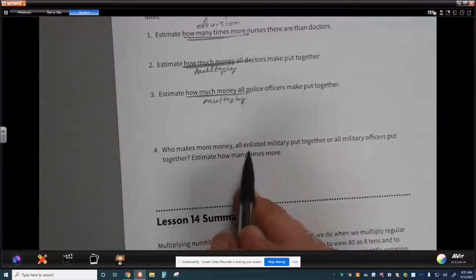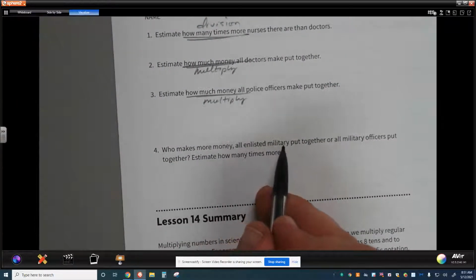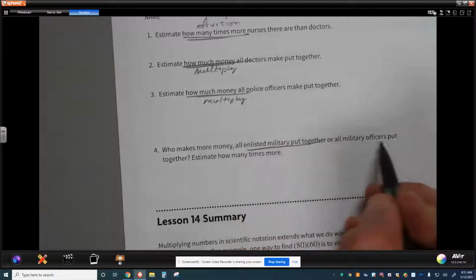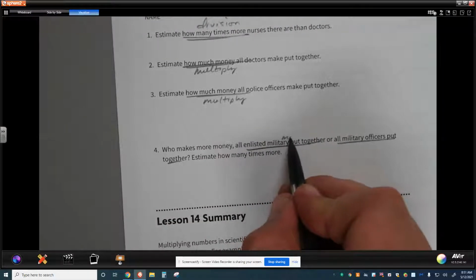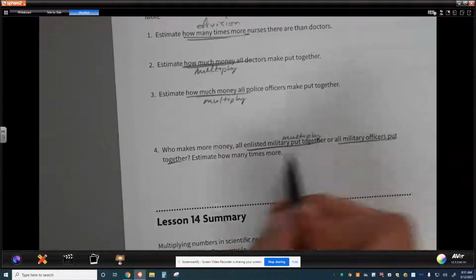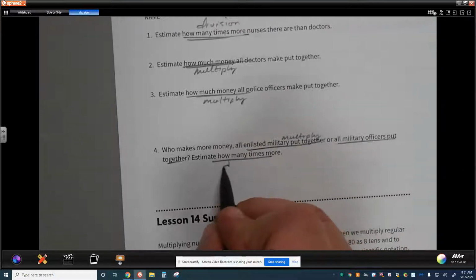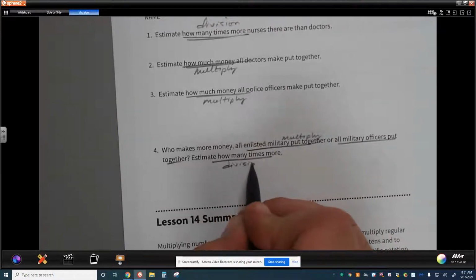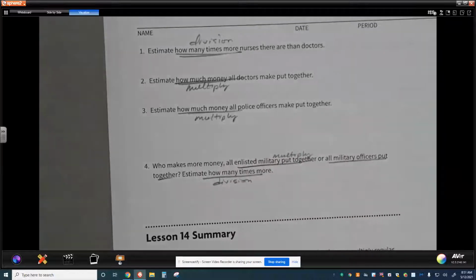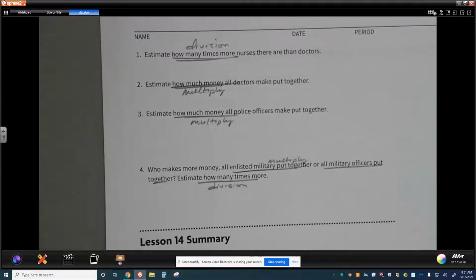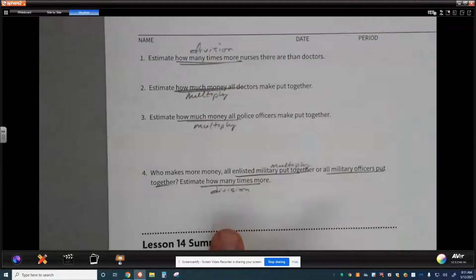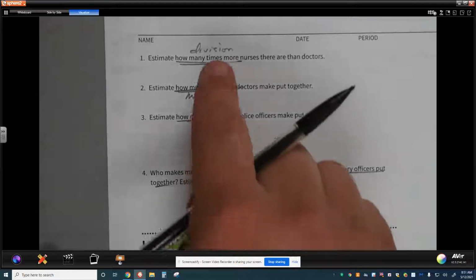And then who makes more money? All enlisted military put together or all military officers put together. That would be some multiply, followed by estimate how many times more, division. Knowing what these operations are can help us to get going with the next steps. If you feel like you're done with the video and you're ready to roll with your work, please feel free. Otherwise, I'm going to continue the video and work out each of these problems.